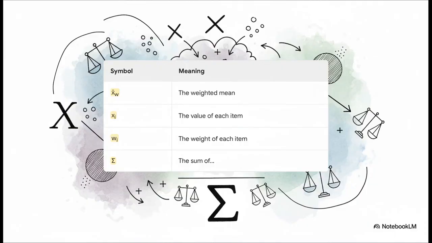Now, don't let the formula freak you out. The idea here is actually super simple. For each thing you're measuring, like a college course, you just multiply its value, the grade, by its weight, the credits. Then you add all those products up and divide by the total of all the weights. Let's see it in action.